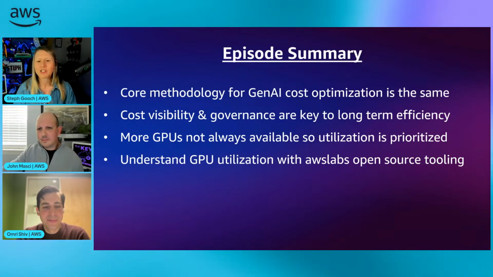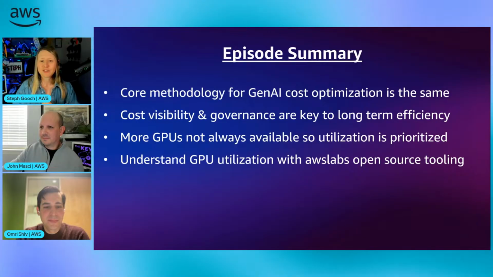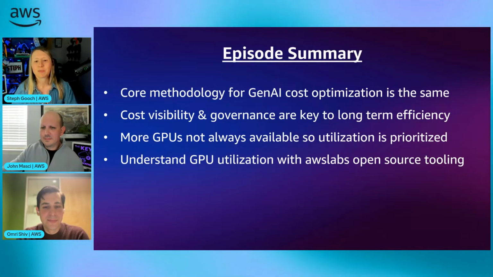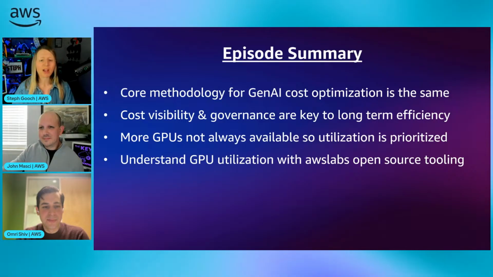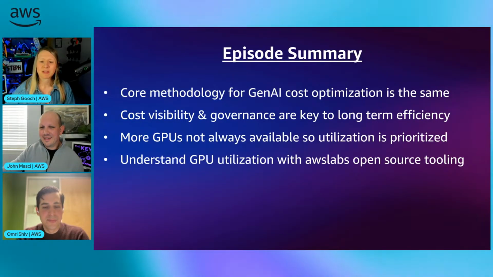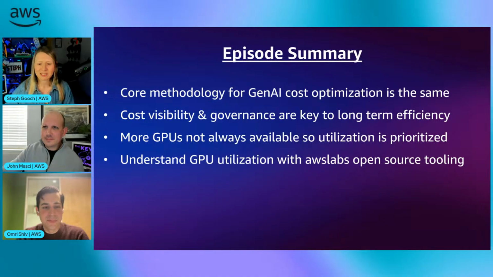So the core methodology for GenAI cost optimization is the same, which is great for us to know. Cost visibility and governance are key for long-term efficiency. More GPUs are not always available, so utilize and prioritize, and understand GPU utilization with AWS Labs open source. Definitely take care of and look into that.